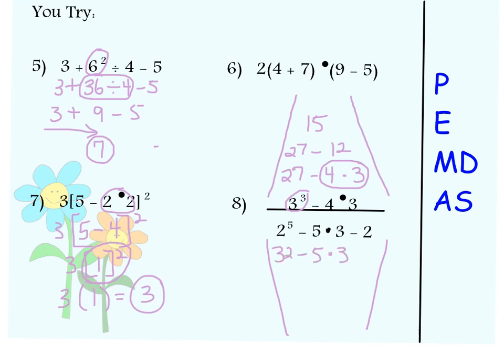Looks like we're missing a multiplication sign there in between the 5 and the 3. Sorry about that. Now we're going to go ahead and multiply. 5 times 3 is 15. And then subtract all the way across. 32 minus 15 minus 2 is 15. So we end up with 15 in the numerator, 15 in the denominator. 15 divided by 15 is equal to 1. Nice job.